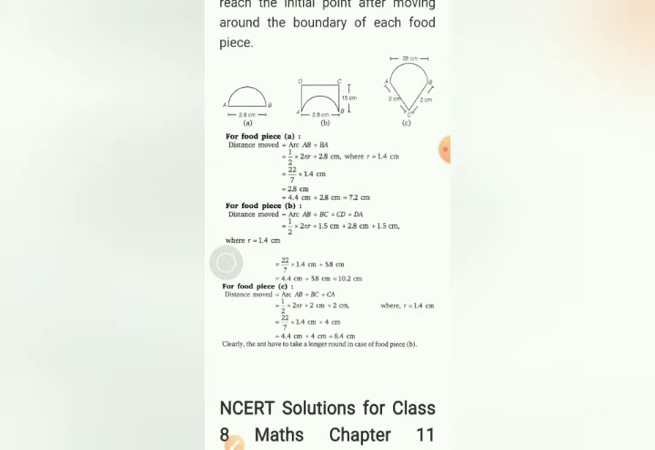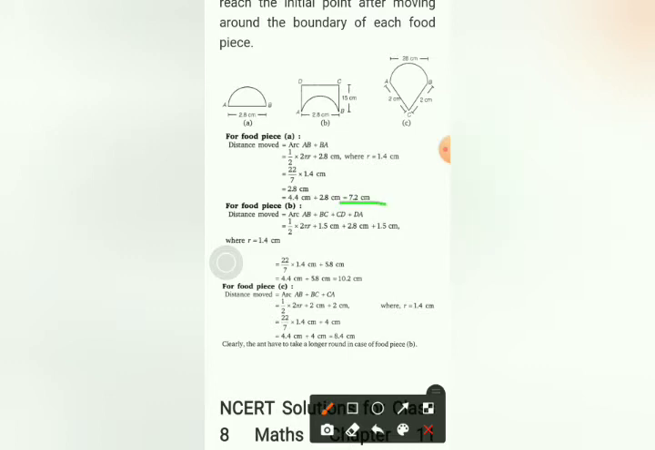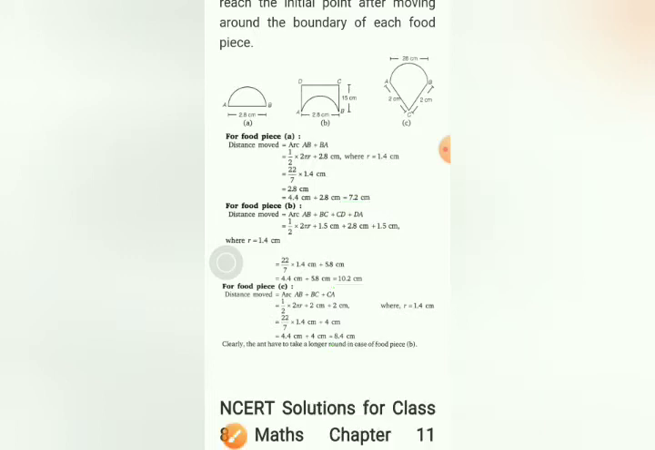the C shape of the food. In the same way we have to find the perimeter of that arc, and we have to add the triangular portion. So when we compare all the distances, for A it is 7.2 centimeters, for B 10.2 centimeters, and for shape C it is 8.4 centimeters. So 10.2 centimeters is the greatest distance. So the ant will have to take a longer route for food of shape B.